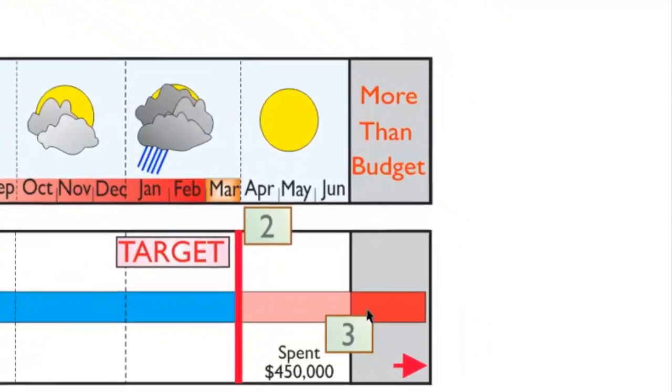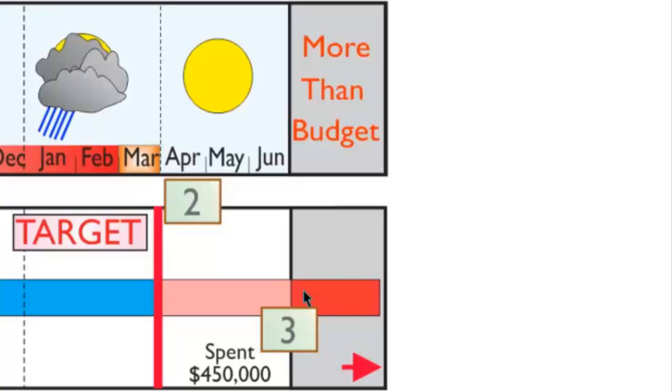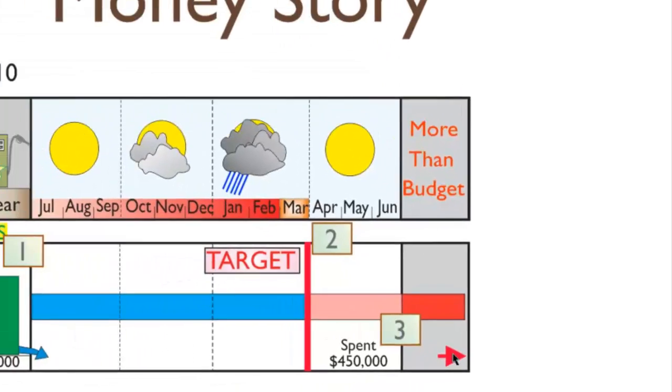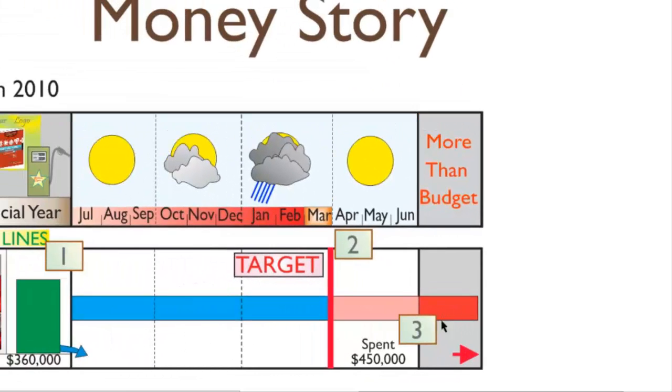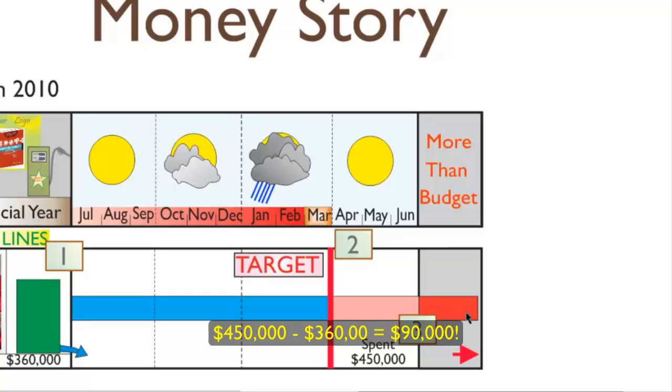And here we have more than budget. So you actually spent more. So you spent 450,000 as opposed to 360,000. So you spent another 90,000, and that's recorded here. So overspend, red, and dark red is when you're actually more than your budget. So you're actually eating into next year's money. You're taking money from somewhere you just do not have.